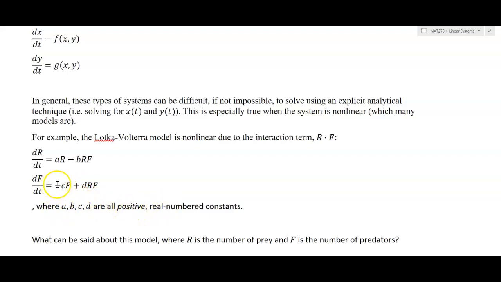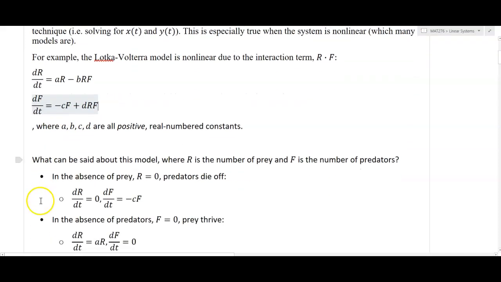So the parameters a, b, c, and d, we put negative signs in front of them whenever we want that term to have a negative effect, but a, b, c, and d are all going to be positive numbers themselves. So this interaction term, this rf here, is what makes this nonlinear. The way you can think about that is it's the product of two dependent variables, and it's as if we have a dependent variable squared. I know it's not totally true because r and f don't have to have the same values, but they're values of the dependent variable. So what can be said about this model?